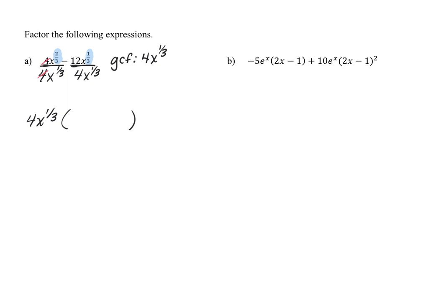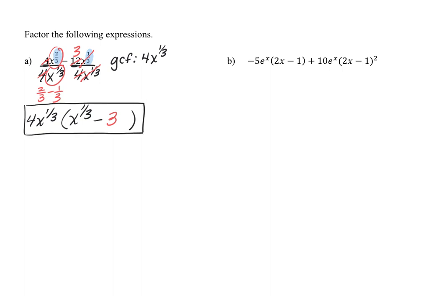We know 4 divides into 4 one time, and then we have x to the 2/3 divided by x to the 1/3. Remember, in this case, we would subtract our exponents. So 2/3 minus 1/3 leaves us with 1/3. So we would have x to the 1/3 power minus, 4 divides into 12 3 times, and then we have x to the 1/3 divided by x to the 1/3. So therefore, we would be left with just a minus 3. So our first problem is fully factored. Now we have 4x to the 1/3 times x to the 1/3 minus 3.